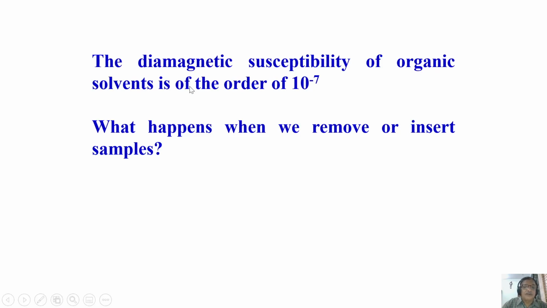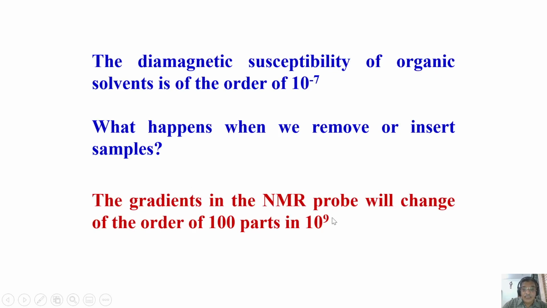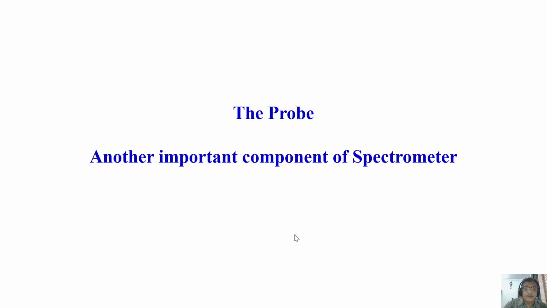And how much will it change if I change the organic solvent? The diamagnetic susceptibility of an organic solvent is of the order of 10 to the power of minus 7. So what happens when you remove an insert? It changes by nearly 100 parts in 10 to the power of 9. The gradients in the NMR probe will change on the order of 100 parts. As a consequence, field inhomogeneity will develop. We need to tune it.